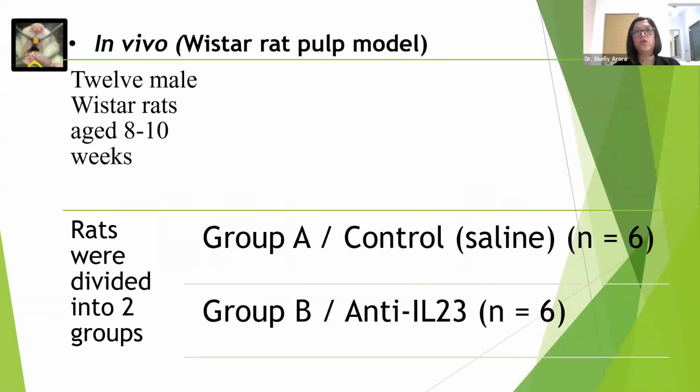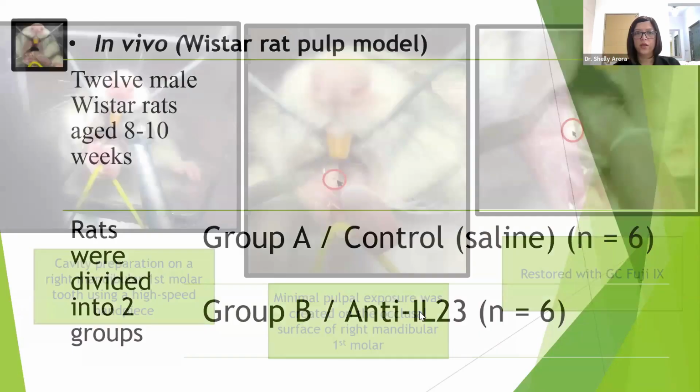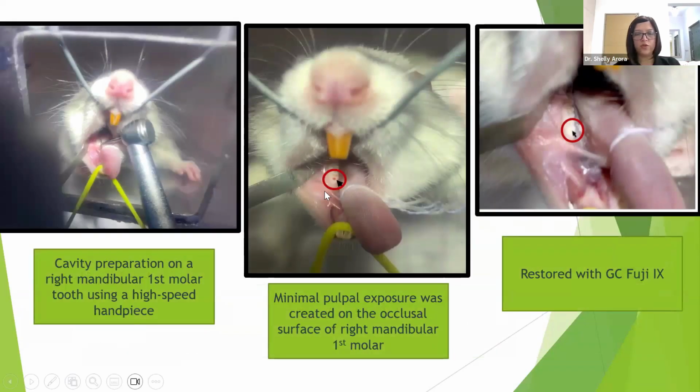So moving further, once we found that this is the right concentration, we did an experiment in an animal model, that is in the Wistar rat. We took almost 12 rats for this assay. Group A was the control, where we used saline as a dressing, and in group B, we used this antibody. A teeny tiny pulp was exposed.